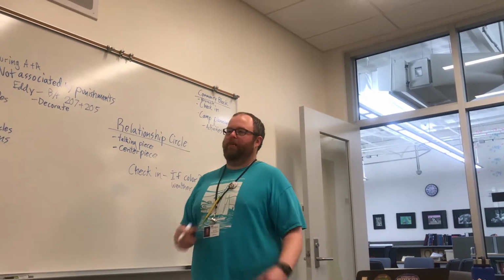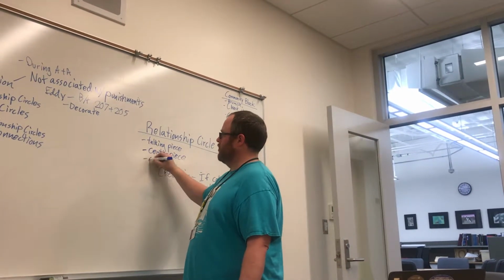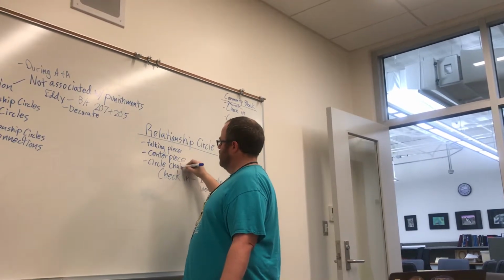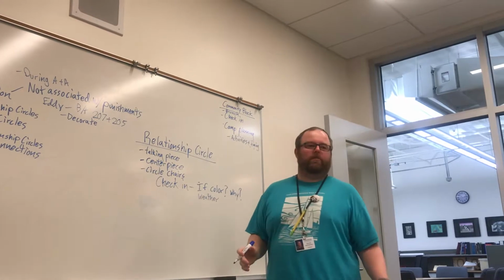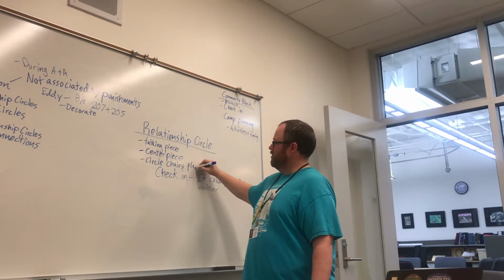One of the important things in a relationship circle is that there's a place for everyone. There's a seat for everyone, even if people choose not to sit in that seat. So you want a circle of chairs. It can be a sitting circle if there are no chairs, but a circle of chairs with a place for everyone.